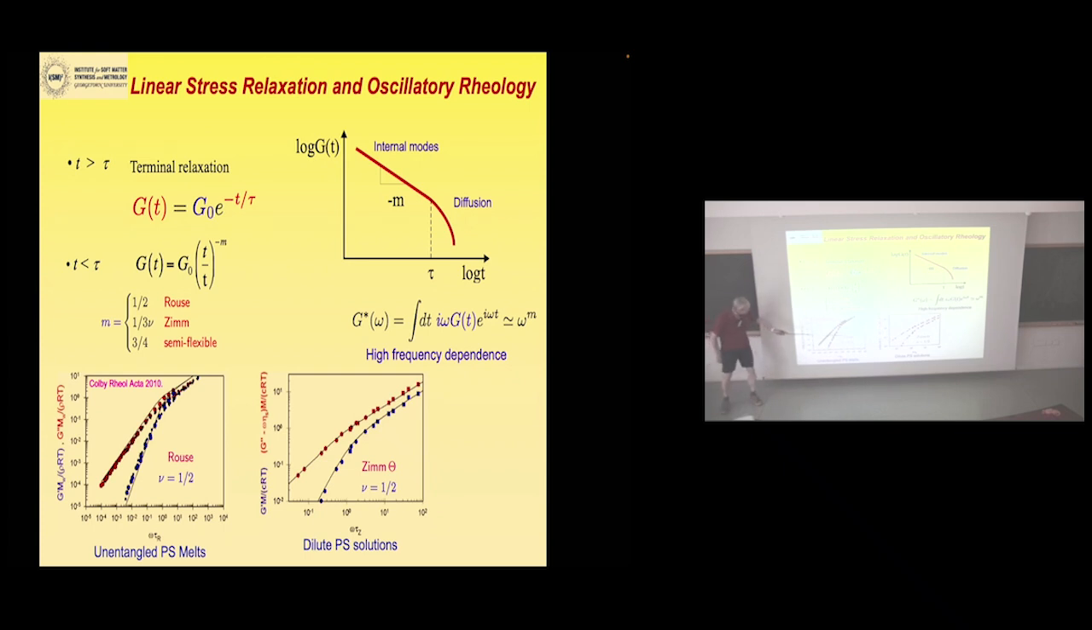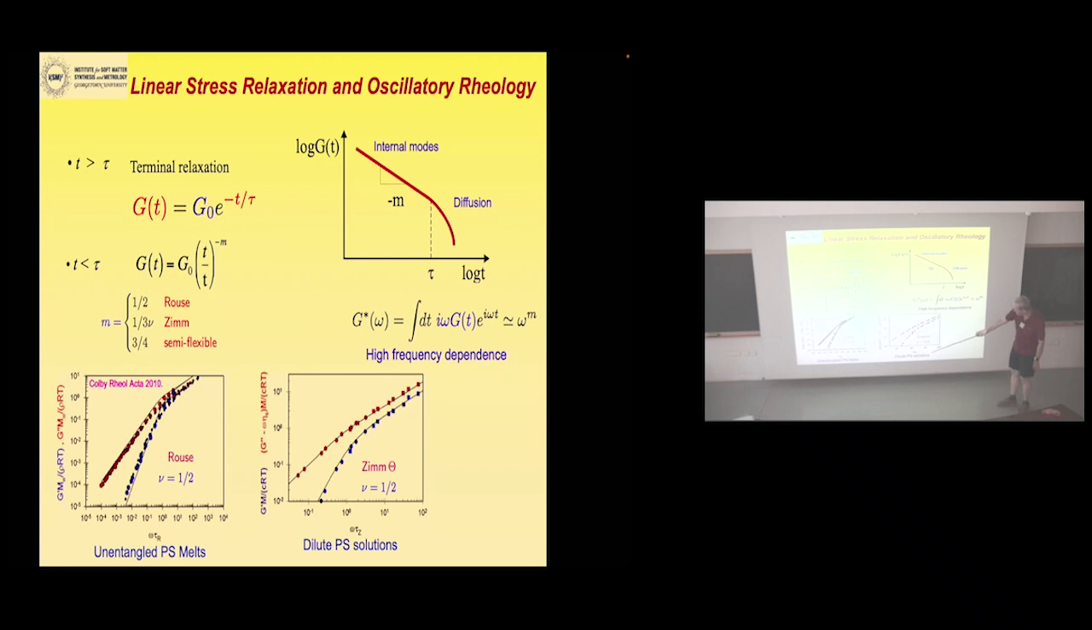And this is the spectrum. Down at low frequencies, you've got G double prime here, and then G prime is over here, so it's liquid-like. And then at high frequencies, they cross over, and both G prime and G double prime go with the same power law, and the power law is a half, which corresponds to an exponent of nu equal to a half.